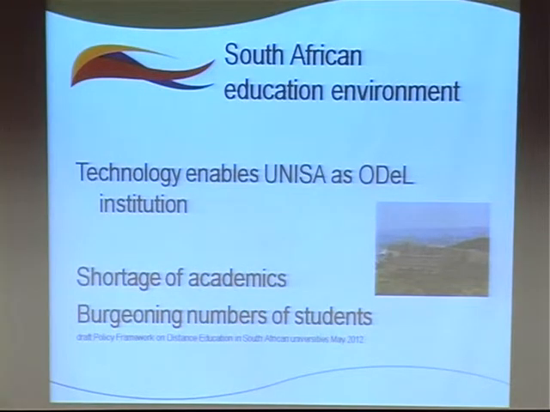The latest draft policy framework on distance education, it's still a draft policy from the government, mentions that South Africa is going to, in the future, have a shortage of academics but also burgeoning numbers of students looking for higher education. So definitely the environment in which we find ourselves in education means that we're going to have to make use of other resources and not just rely on what we have at present.